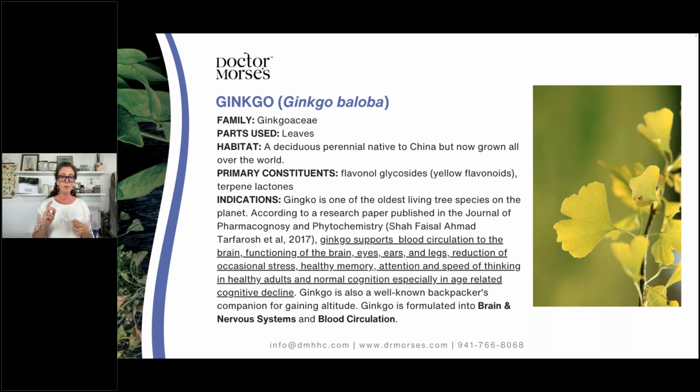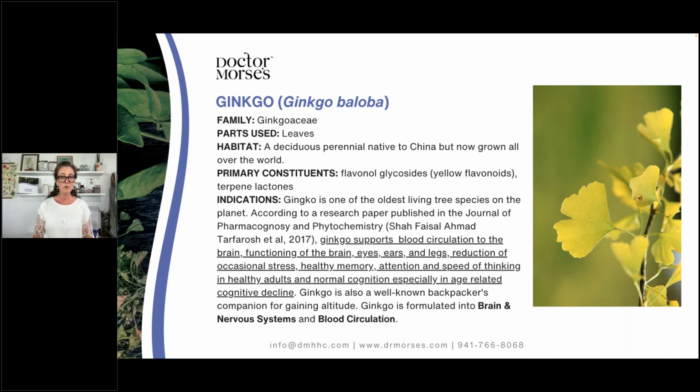So it supports blood circulation to the brain, functioning of the brain, eyes, ears, legs, reduction of occasional stress, healthy memory, attention and speed of thinking. It's good for healthy adults and normal cognition, especially in age-related cognitive decline. So, of course, it's in brain and nervous system. It's also in blood circulation. And guess what? Dr. Morse very often pairs these two formulas together.